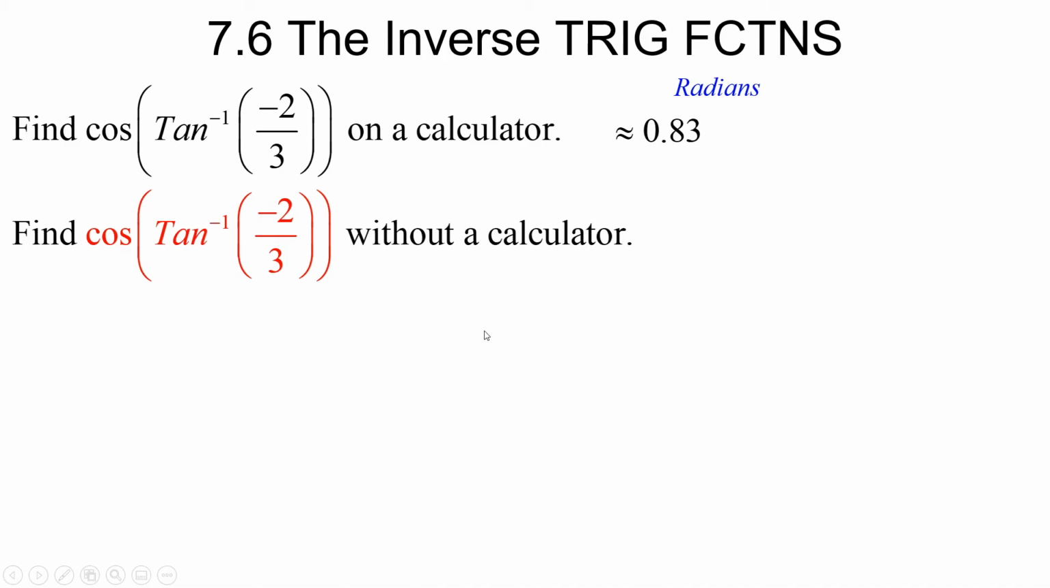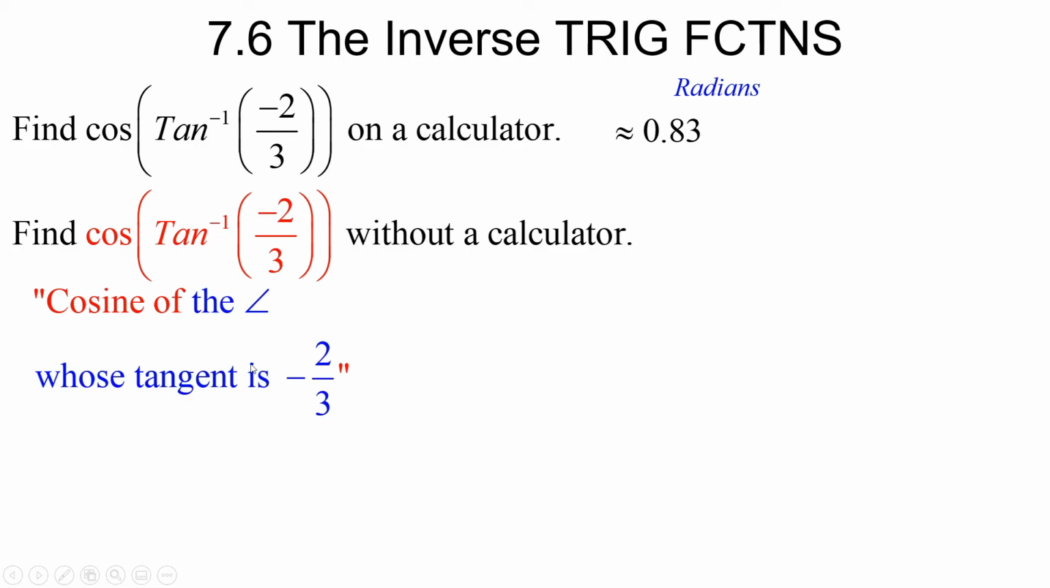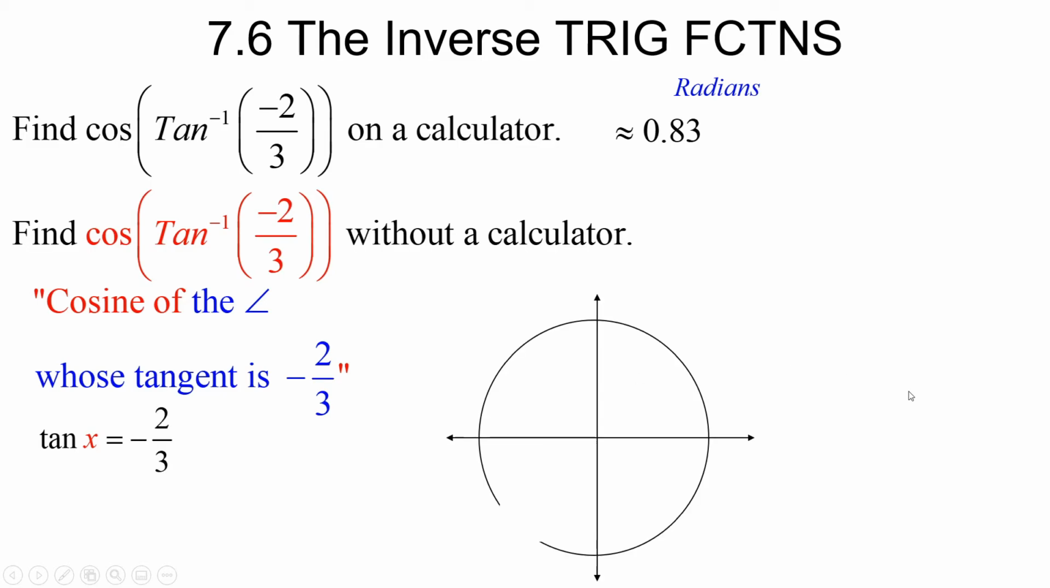So let's draw a pretty picture. Okay, first, what does this mean again? Cosine of inverse tangent, or the angle whose tangent is negative 2/3. All right, so let's think about this. The angle whose tangent is, that would be this x right here, and it has to be negative 2/3. So tangent of x has to equal negative 2/3. All right, here's my circle. Sorry, I didn't complete it there, but that should be a closed circle.